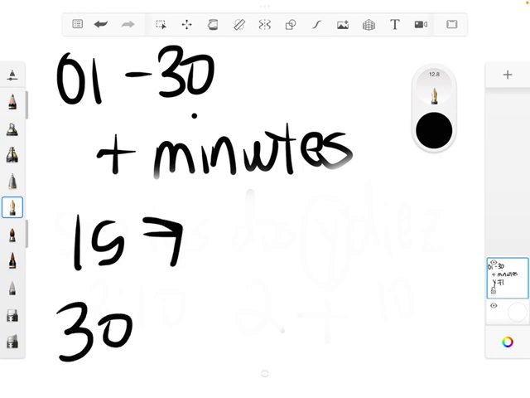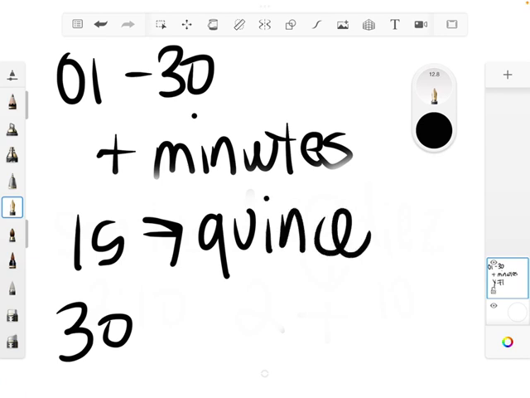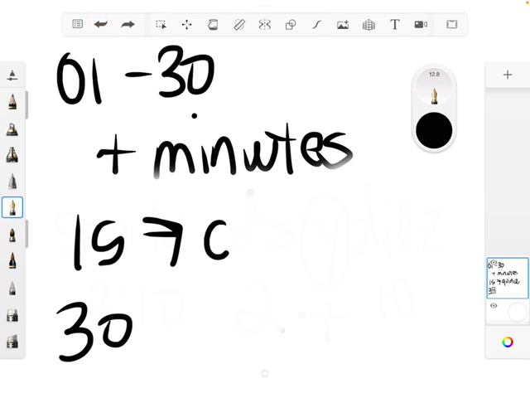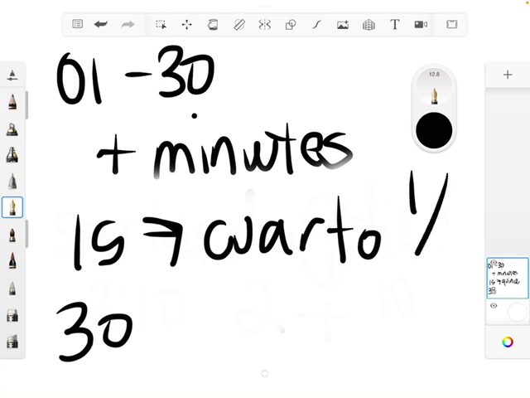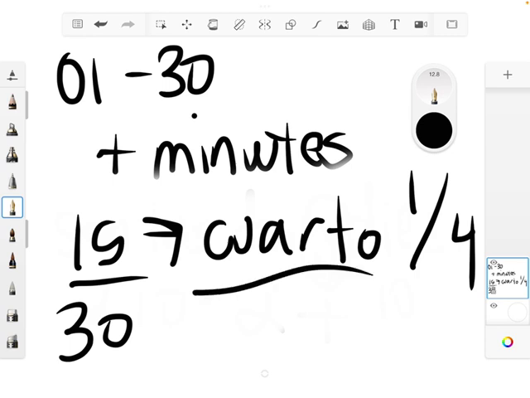So 15, we can use the number 15, but we can also use cuarto, which actually means 1/4. So that makes sense, right? Because 15 minutes is 1/4 of an hour. So we can use cuarto to basically say like it's a quarter hour. So a las 2:15 means at 2:15.